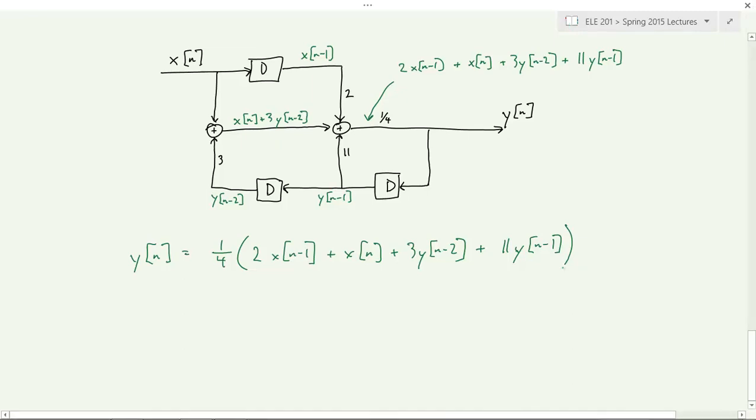Oh, did I miss something? Xn minus 1 right there. You're saying where did it go? What is this it? Oh, yeah.